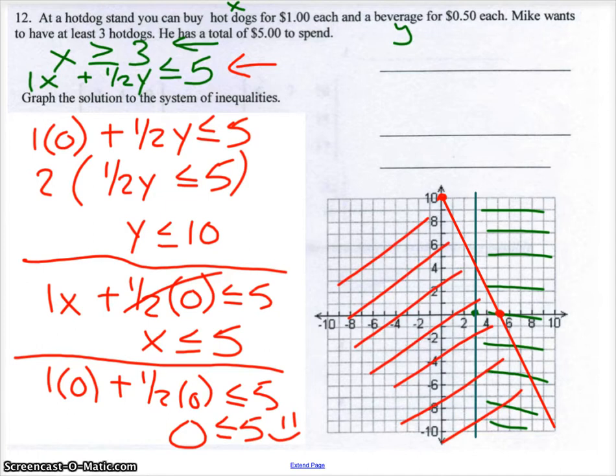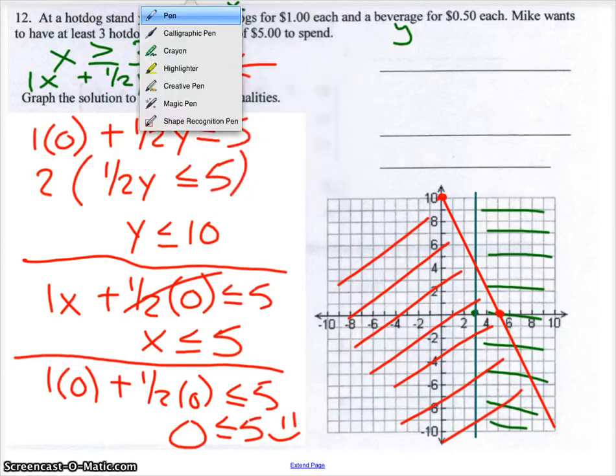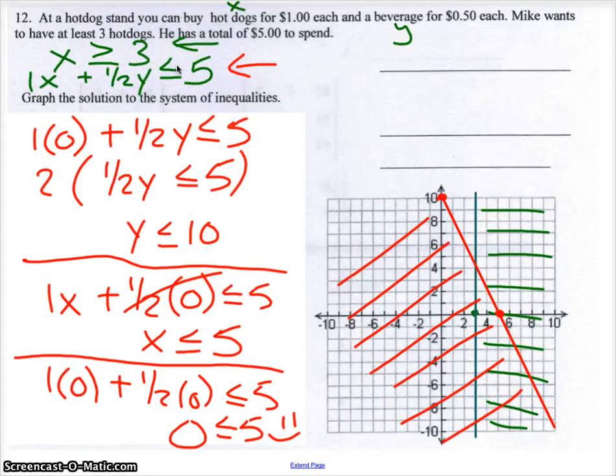Now the one little weird thing about this graph is that every negative number makes no sense, because we're working with buying food, and you cannot buy a negative quantity of food, nor can you pay with negative amounts of money. So really, the only place that makes sense is this little section right here, that little triangle. That will be his only options for both buying at least 3 hot dogs and spending less than or equal to $5.